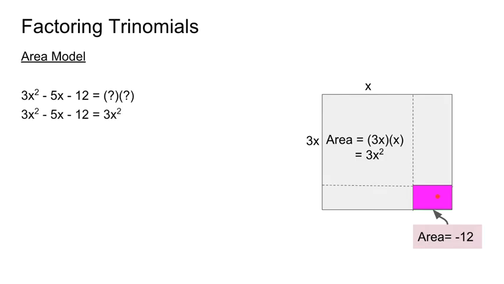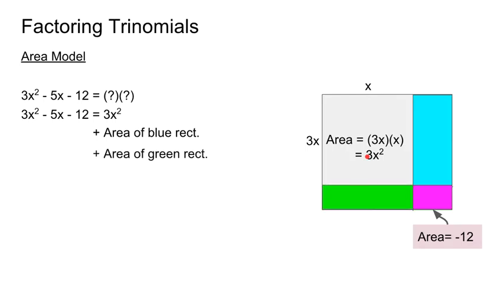So that means that the total area of the entire thing has to be 3x squared, which is this part, plus the blue rectangle, plus the green rectangle, plus the pink rectangle, which we know to be negative 12. So that means that the blue rectangle plus the green rectangle together have to be negative 5x. Why? Well, we already have the 3x squared. We already have the negative 12. So the only thing left is negative 5x. So those two combined have to equal our negative 5x.